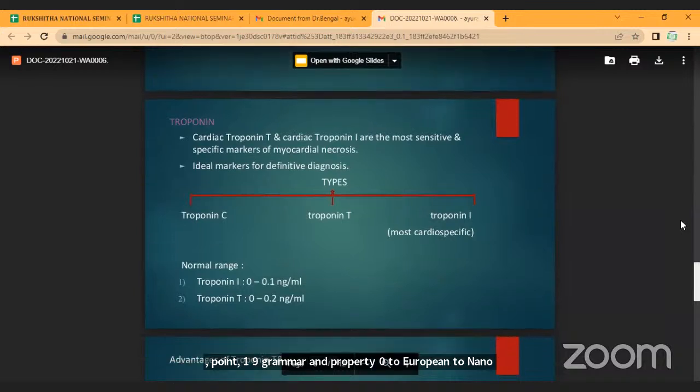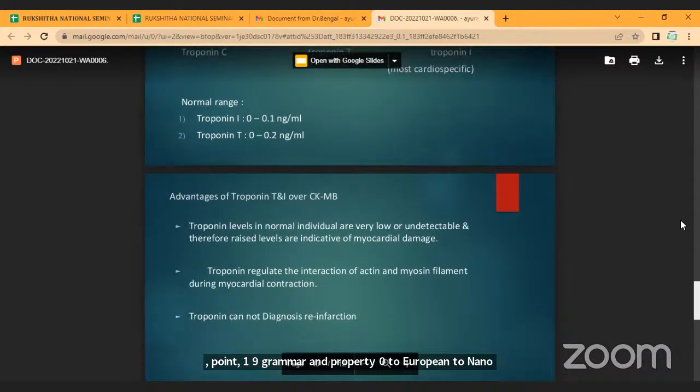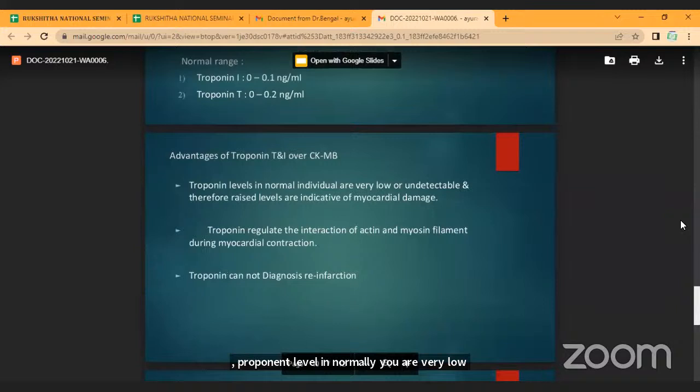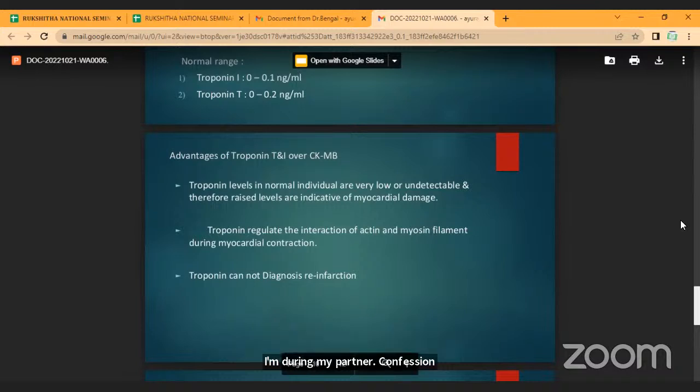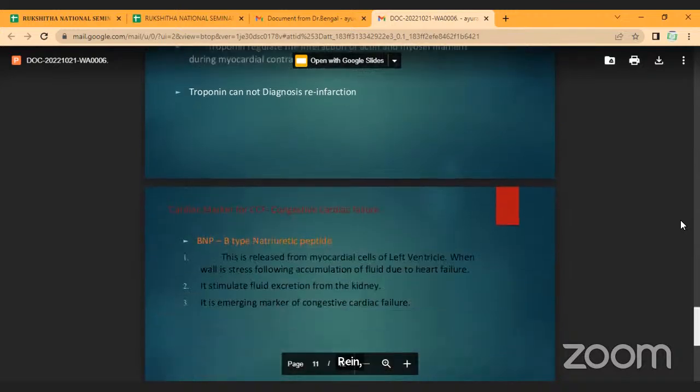The advantage of troponin T and I over CKMB is that troponin levels in normal individuals are very low or undetectable, and therefore raised levels are indicative of myocardial damage. Troponin regulates the interaction of actin and myosin filaments during myocardial contraction. Troponin cannot diagnose reinfarction. The last one is the cardiac marker for congestive cardiac failure, that is BNP, B-type natriuretic peptide.